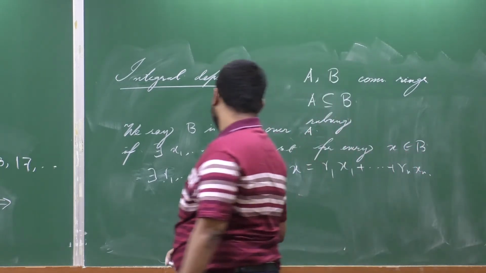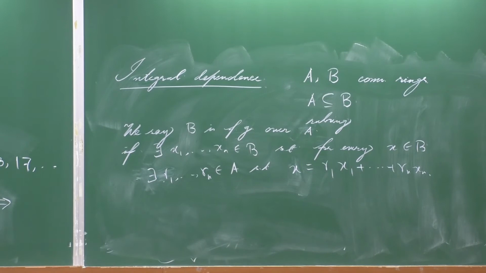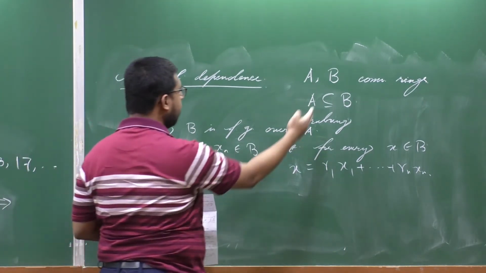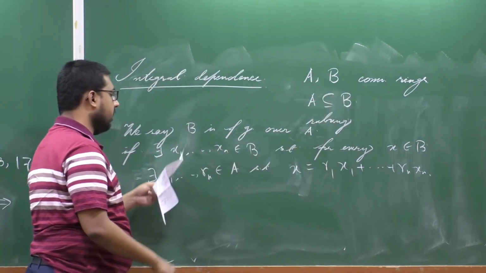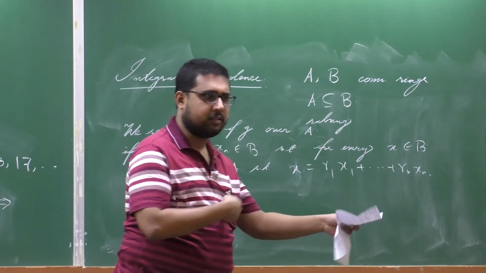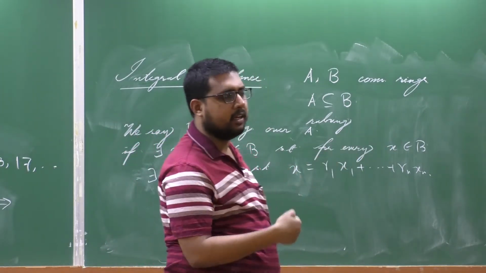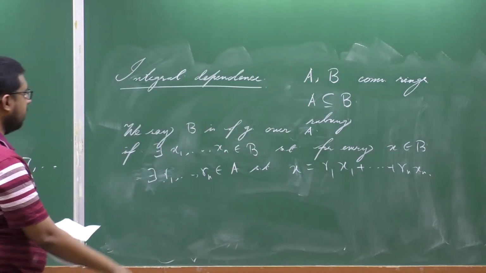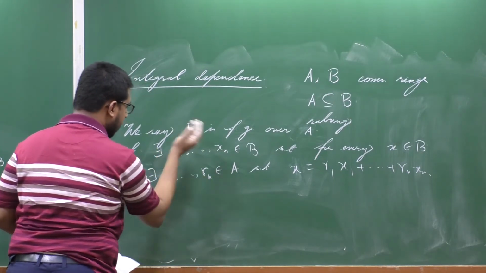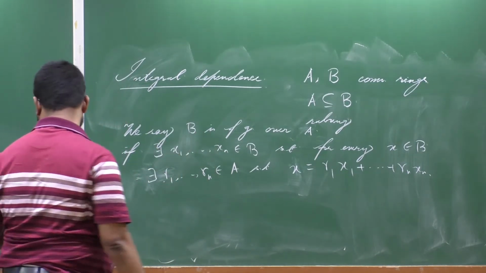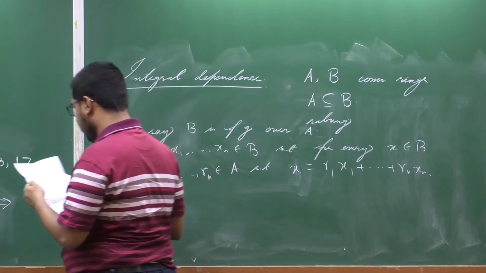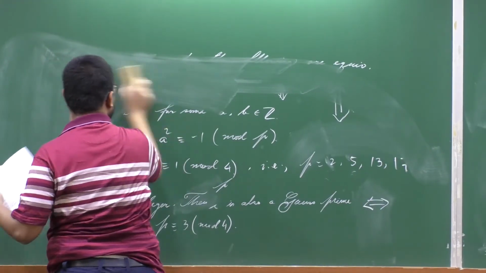So it is analogous to that of a spanning set in a vector space. Every element of this bigger ring B can be written as an analog of a linear combination of these n elements. Now let's define the notion of integral dependence.